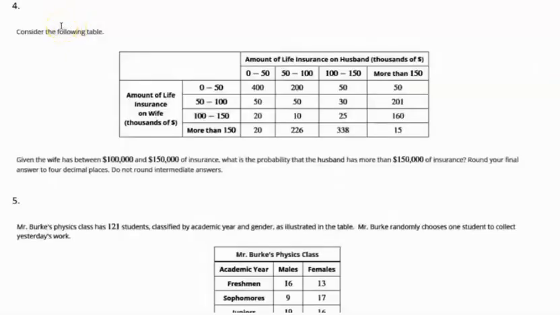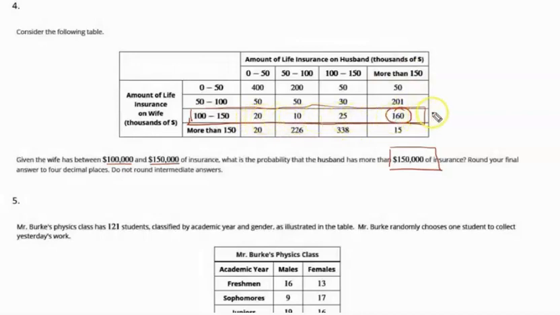Now for number 4, we are to consider this table for our data. Now, given the wife has between 100,000 and 150,000 of insurance. All right, so let's find that. That's this area right here. What is the probability that her husband has more than 150,000? So again, this is the husband here, and we're looking for more than 150,000 is this one.